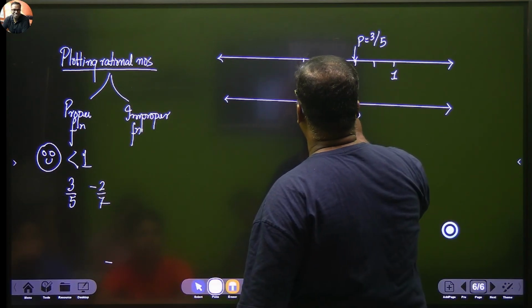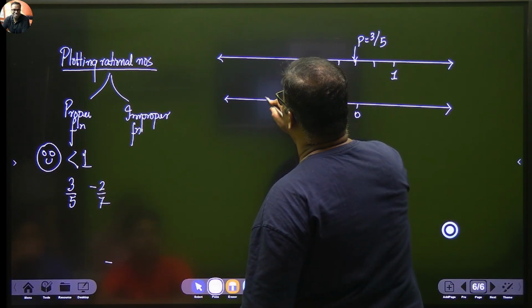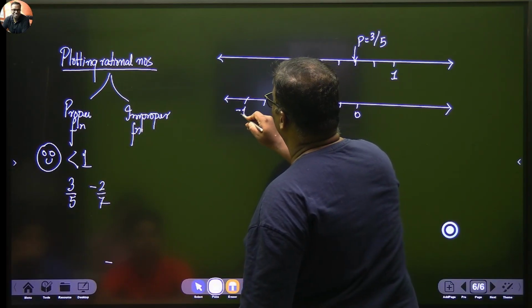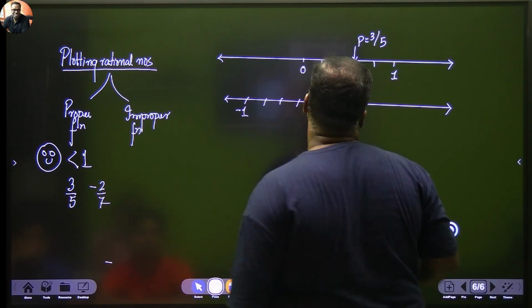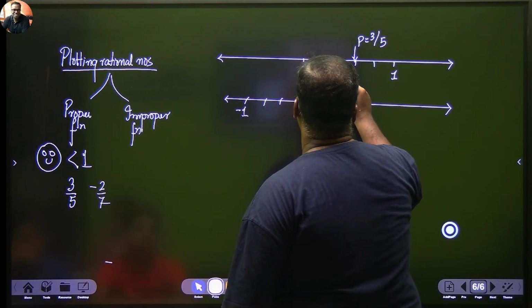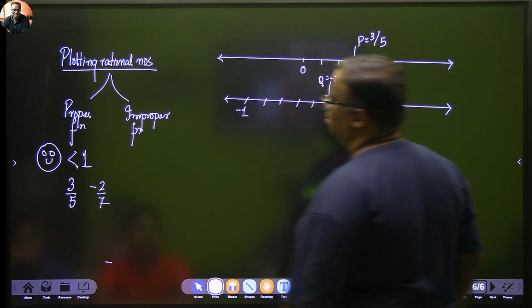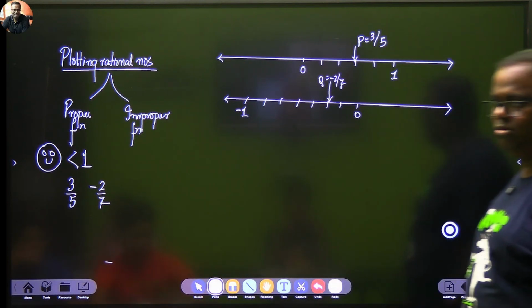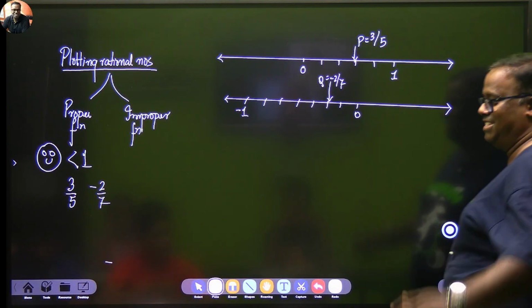7 parts. 1, 2, 3, 4, 5, 6, 7. And at 7 we mention negative 1. How much do I want to plot? Minus 2. So this is minus 2 by 7, Q equal to minus 2 by 7. Any doubt? You'll be able to do it this way. No issues. No problem. As long as you understand.